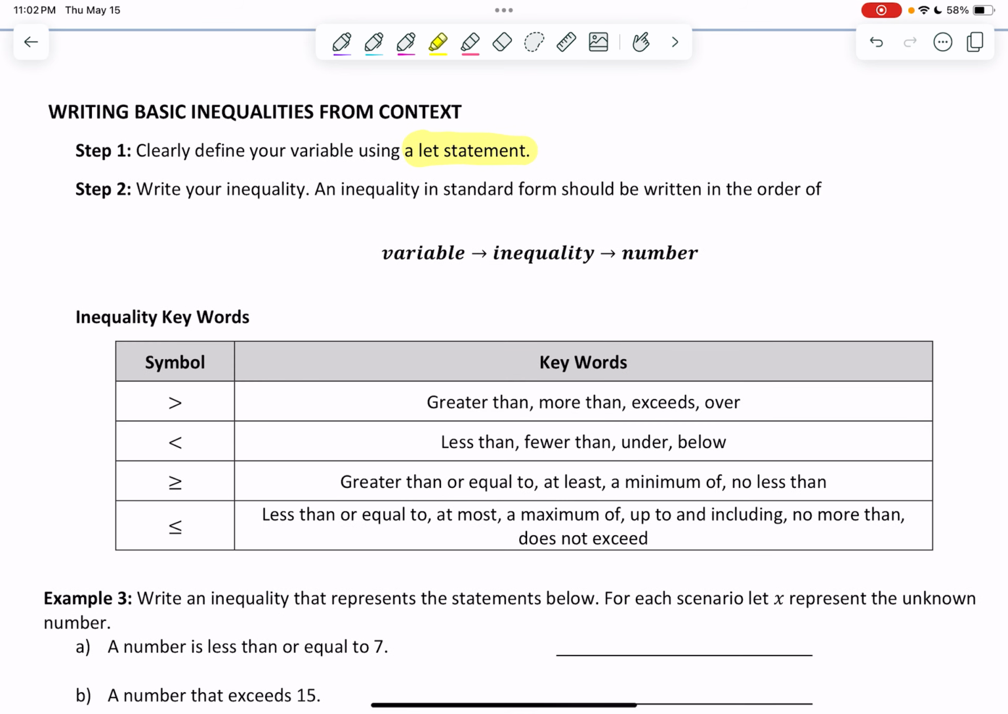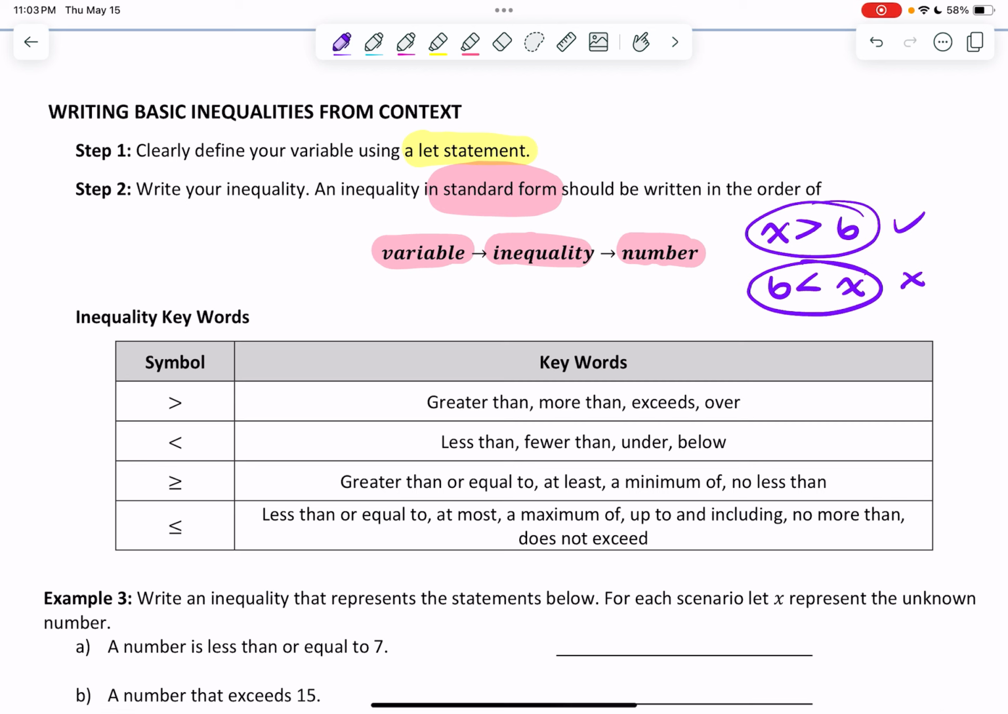Next, I want to write that inequality in. And just as I mentioned before, there is a standard form my inequalities should be written in. I should have my variable first, my inequality in the middle, and my number last. So X is greater than 6. Awesome. 6 is less than X. Not in standard form. Okay? Notice that when I wrote these examples and I swapped the order, I swapped the direction of the inequality too. But even though they're saying the same thing, there's a proper final form for an answer. So we want to make sure that we maintain that.